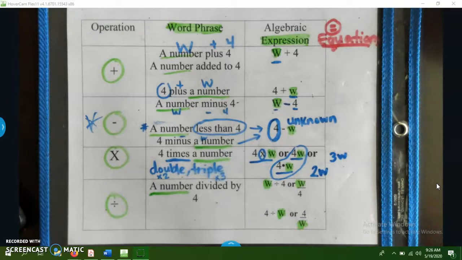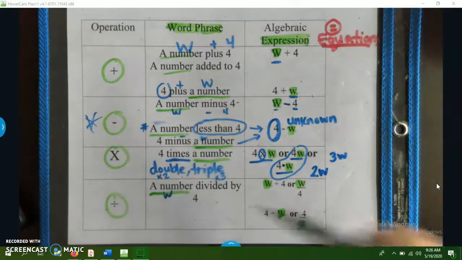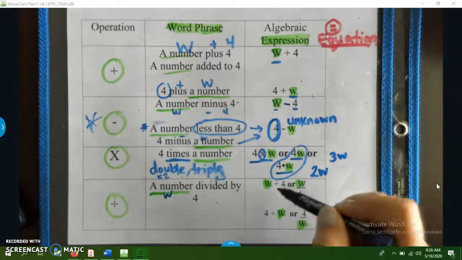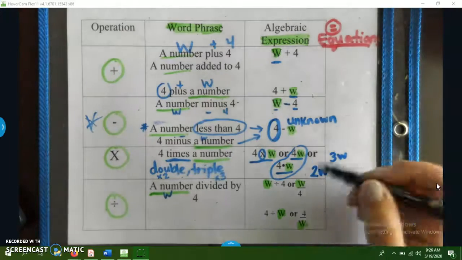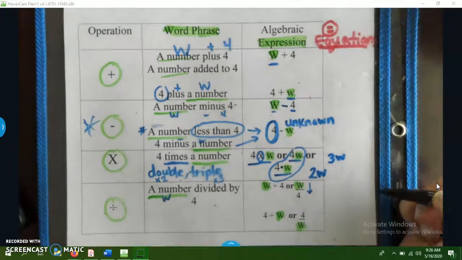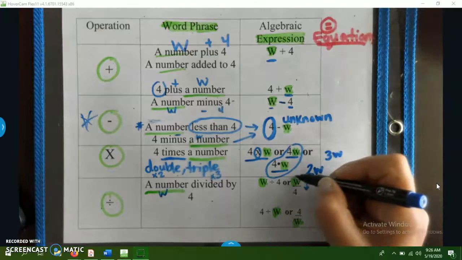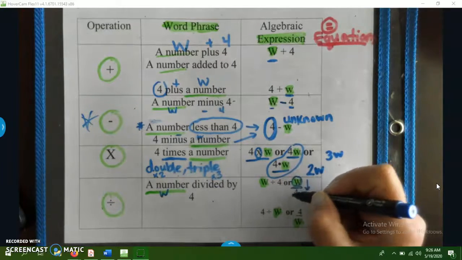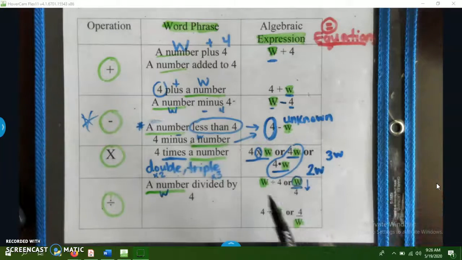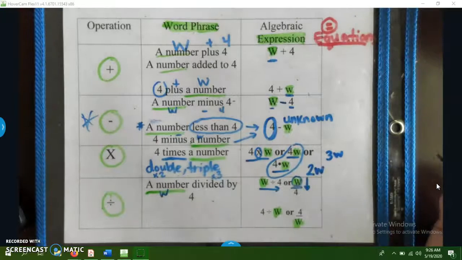And then at the bottom, a number divided by 4. So we have a number being our variable, it's our unknown amount, divided by 4. Remember, we can also read top to bottom because we know division can be written like what we would consider a fraction. So a number divided by 4. Just like if you're reading a book, you're always going to read left to right or top to bottom. Math is the same way.